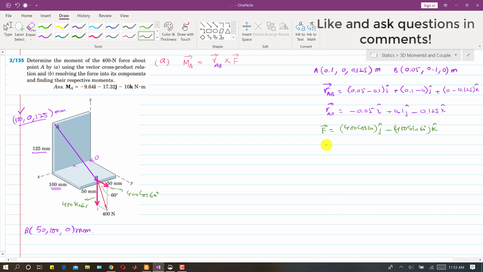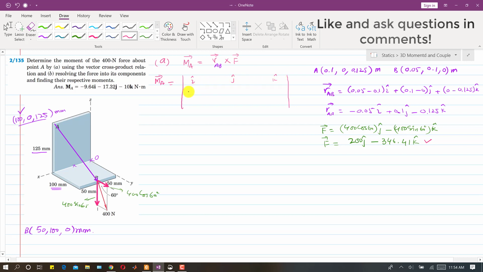Let's suppose I solve this, so we will get this force vector. So now this is the force vector, and now we will be able to find the moment about A. We will take the cross product of these two. Let's write them in determinant form.